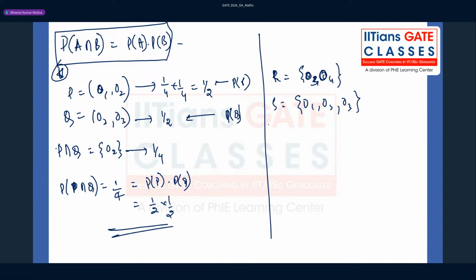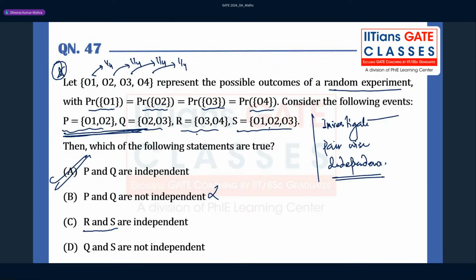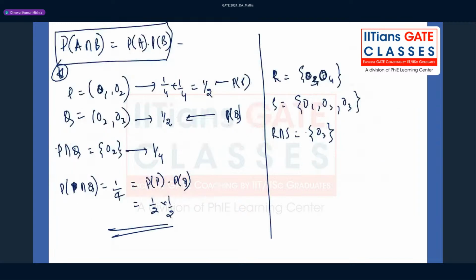Now, what you can do here is find the common element. What is the common element that is present? R intersection S is nothing but O3, because O3, O4 was there. You have to be very careful here, guys. Now you can find the probabilities. It will give you 1/2 for R, and 3/4 for S, because there are three outcomes. And the probability of R intersection S is 1/4.